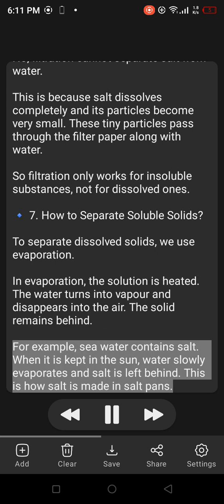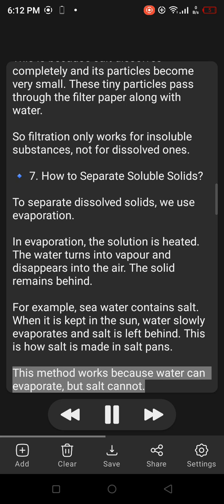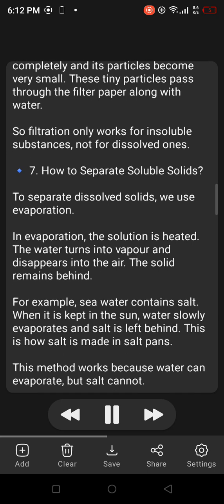For example, seawater contains salt. When it is kept in the sun, water slowly evaporates and salt is left behind. This is how salt is made in salt pans. This method works because water can evaporate, but salt cannot.